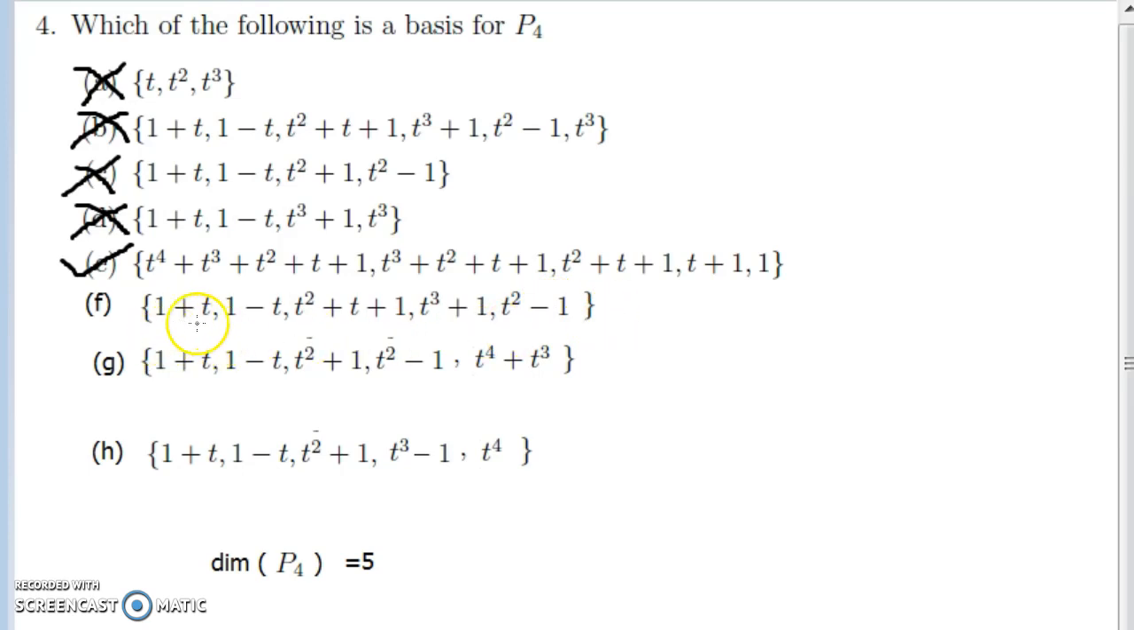Well, if you test it, it's not a basis because it doesn't have t to the 4. It doesn't have t to the 4 here, nor here, nor here; no term has t to the 4. So no matter how you take linear combinations, you could never come up with t to the 4. For that reason, the span of this set of vectors cannot be all of P4. The span does not contain t to the 4, so this is also not a basis.